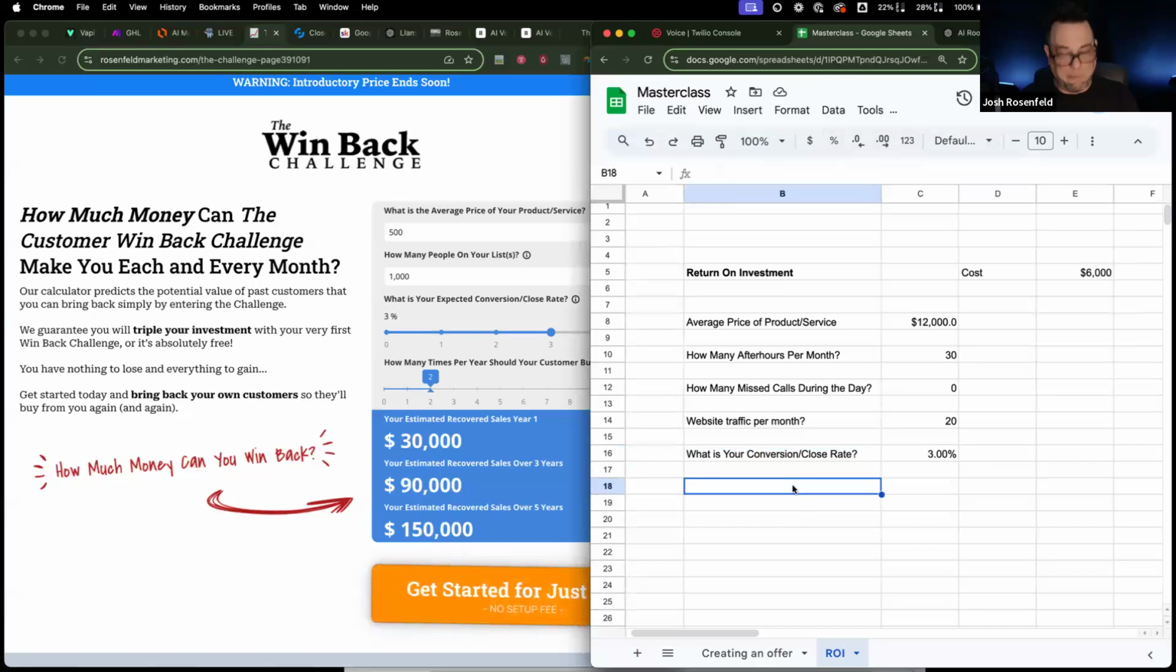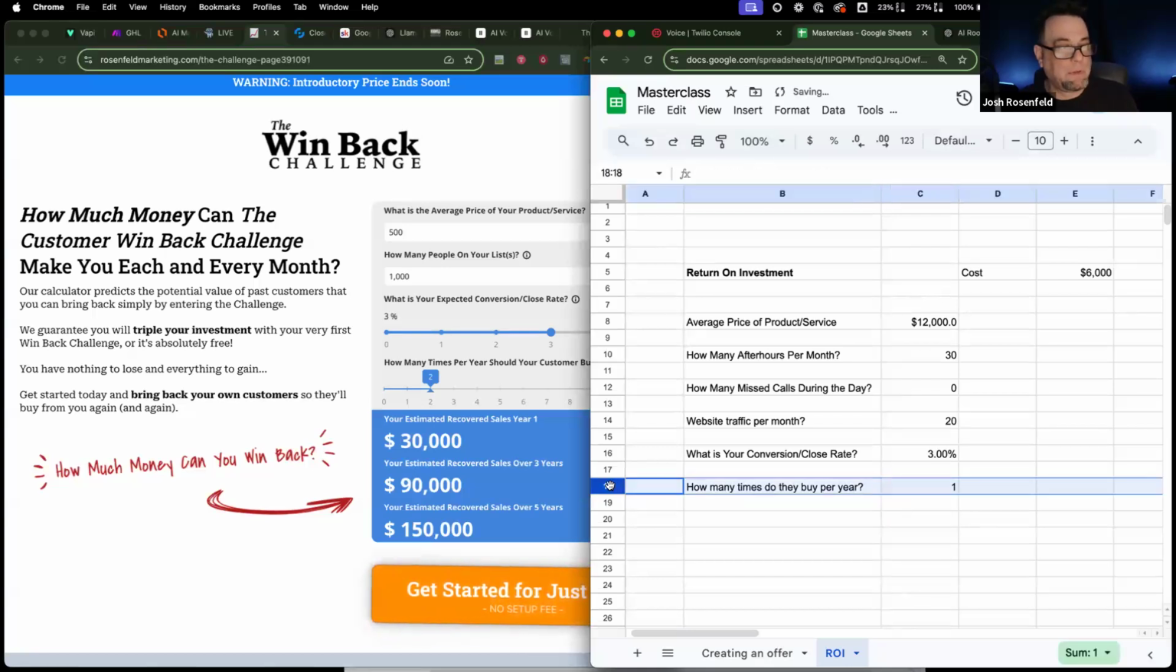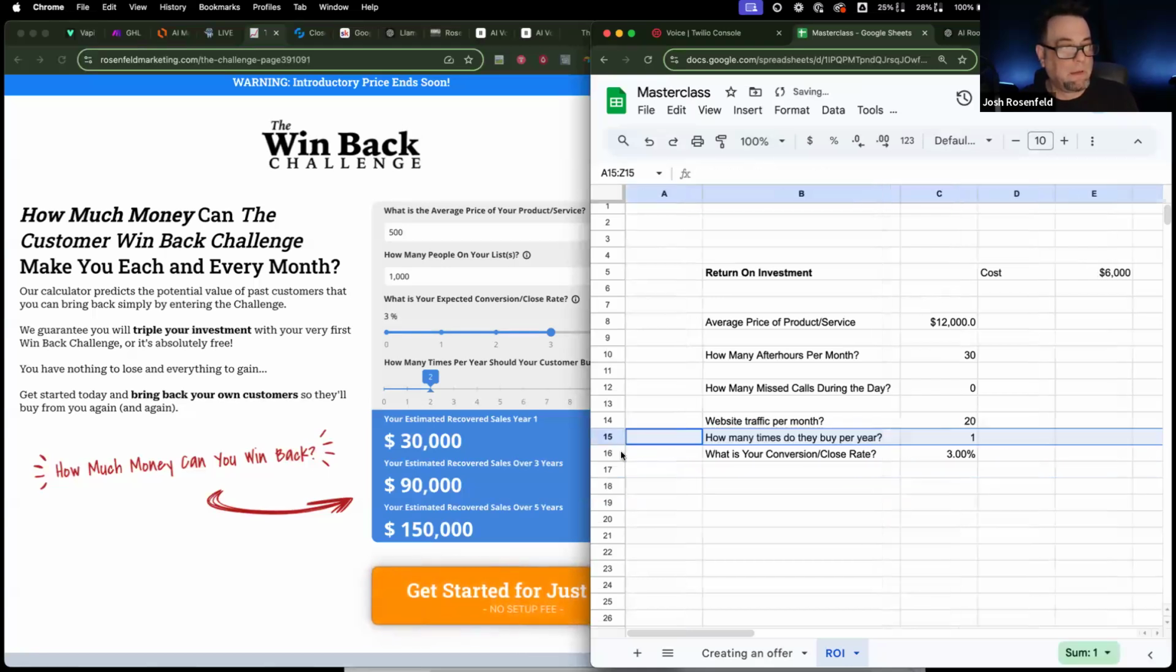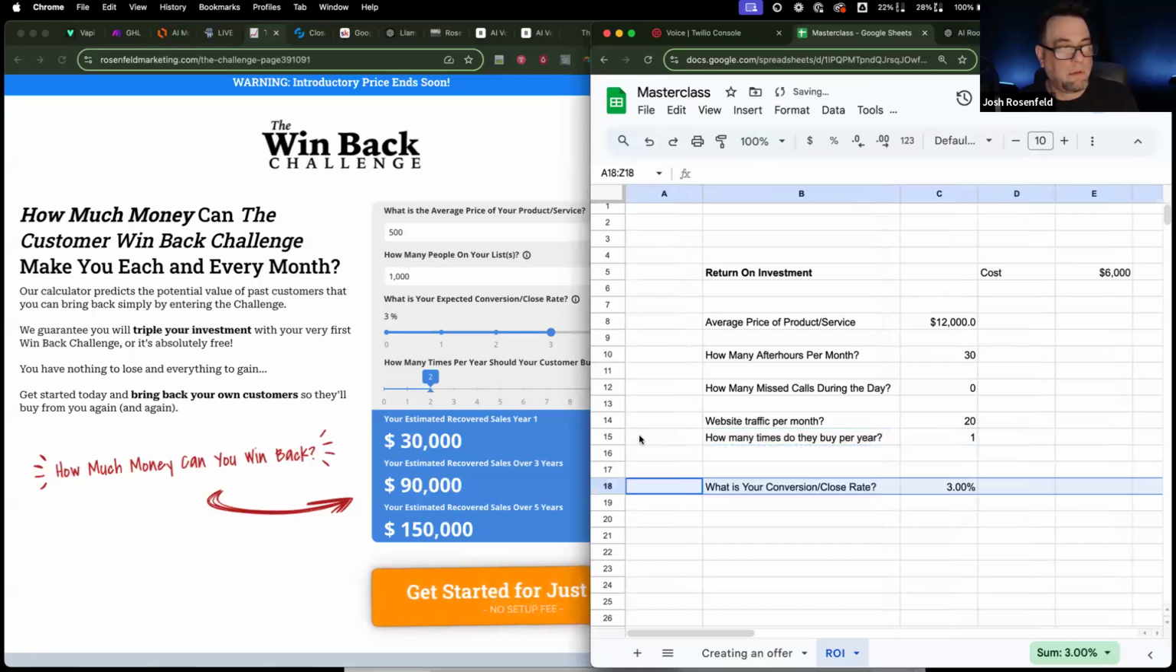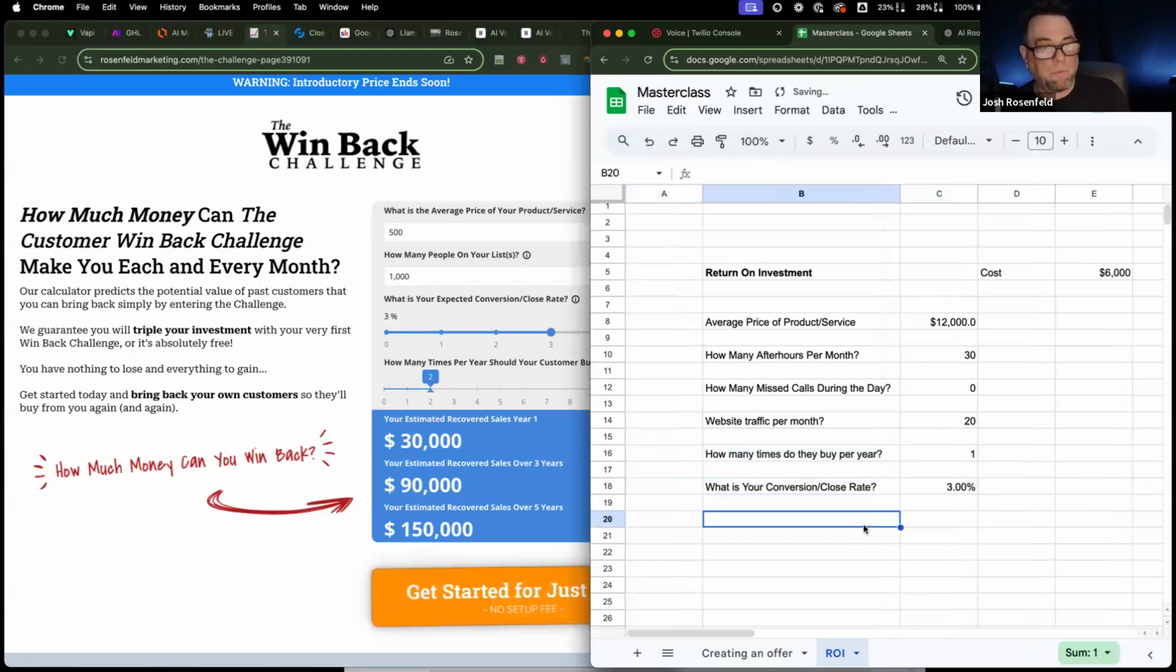So now, how many times do they buy per month? Oh, sorry. I got to reverse these. So a second. Do they buy per year? In this case, it'd just be one. And let me move this around real quick. It's going to bother me.